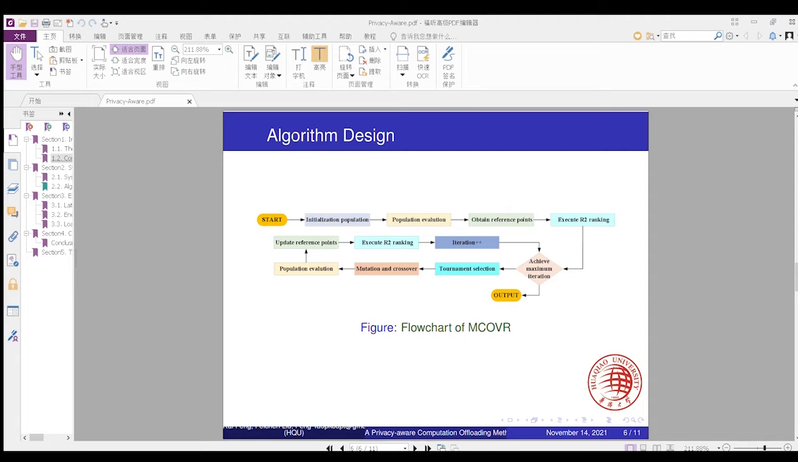Then the algorithm will check whether the iteration number has achieved the maximum iteration or not. If not, the evaluation will execute again, and finally, when the maximum iteration is achieved, output the optimal computer offloading strategies.